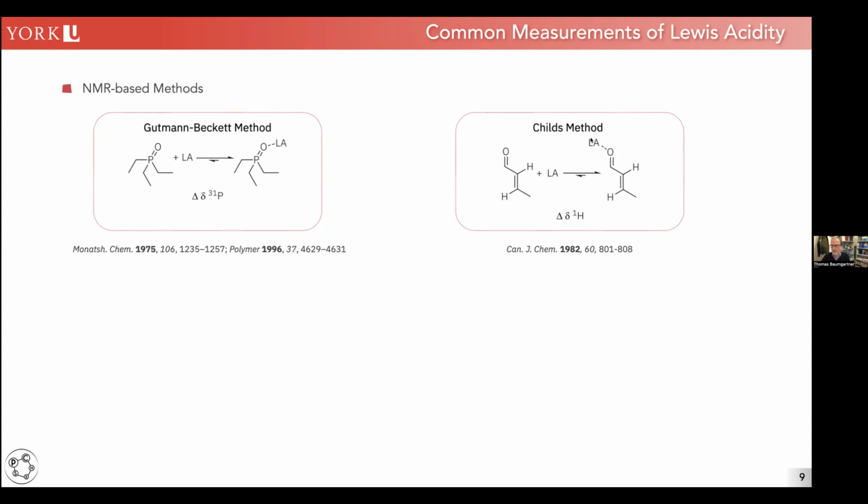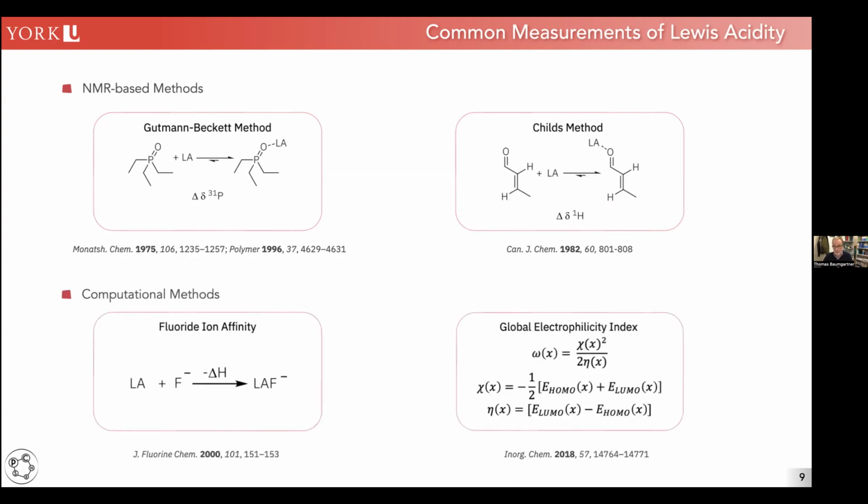The Childs method was also developed a few years later than the Goodman-Beck method. A very similar concept. They use this crotonaldehyde, and basically, the stronger the Lewis acid, the more de-shielded this proton becomes. So you determine the delta 1H and determine if it's a large shift, it's a strong Lewis acid. If it's a small shift, it's a weaker Lewis acid. So that's an NMR-based method, a practical method that people still use to this date.